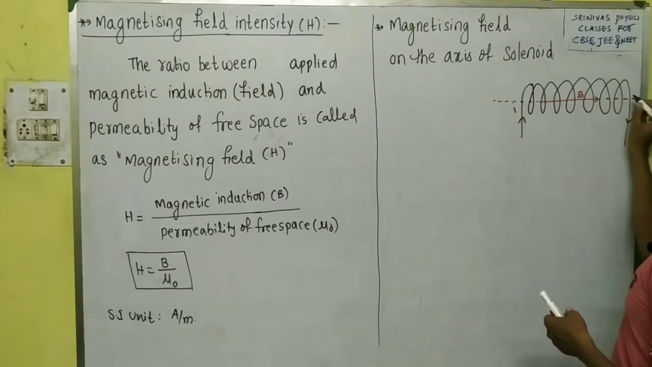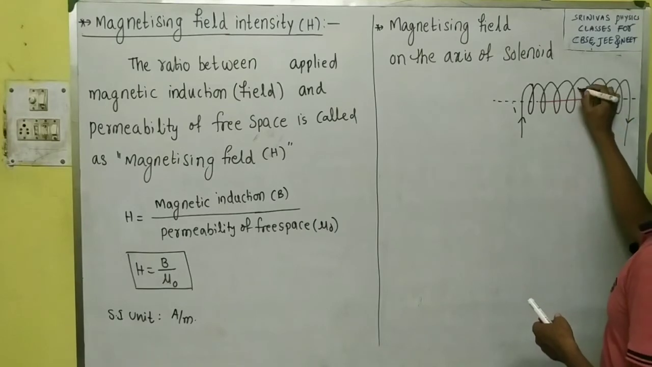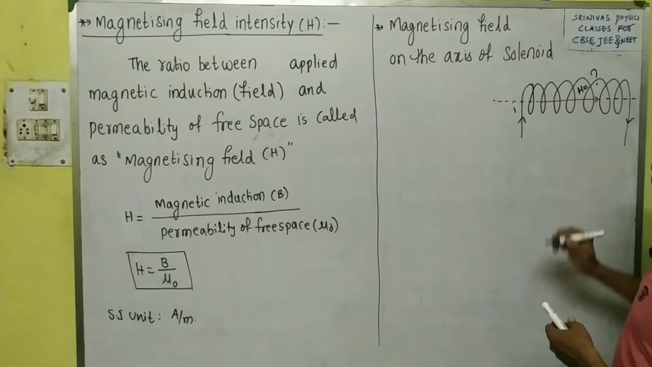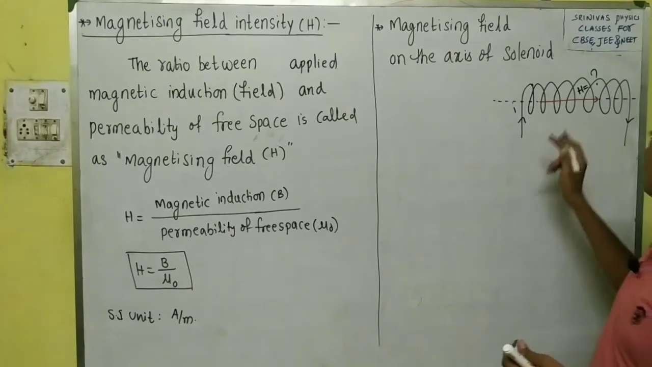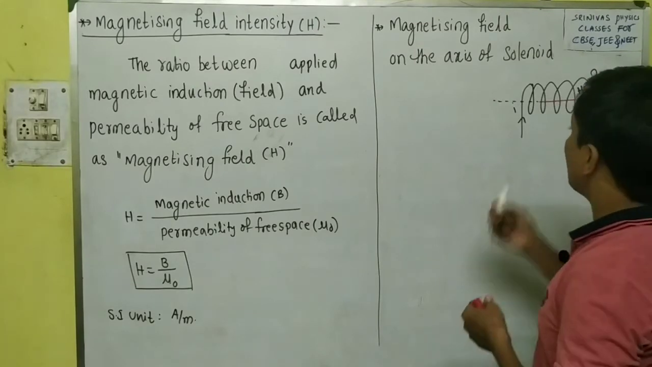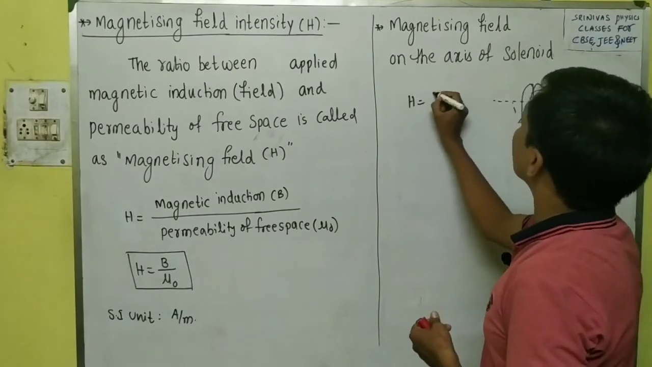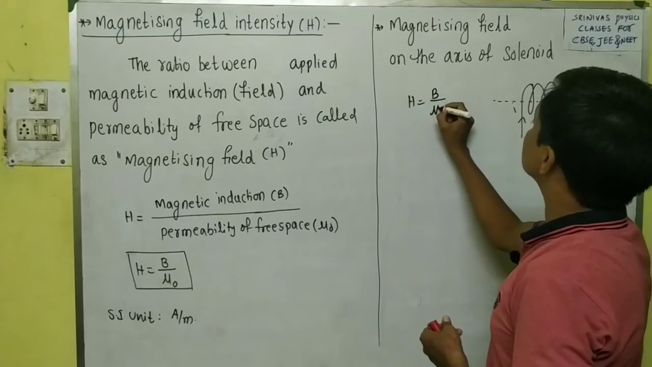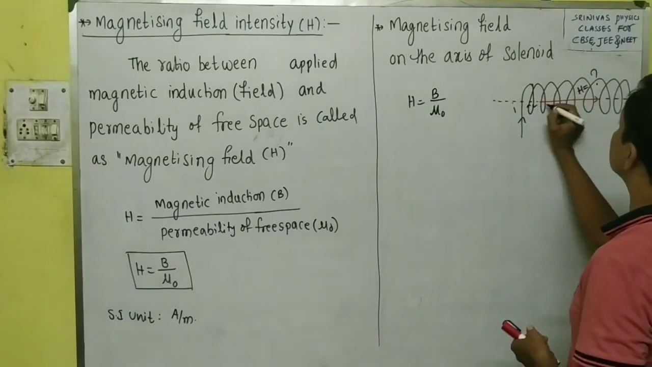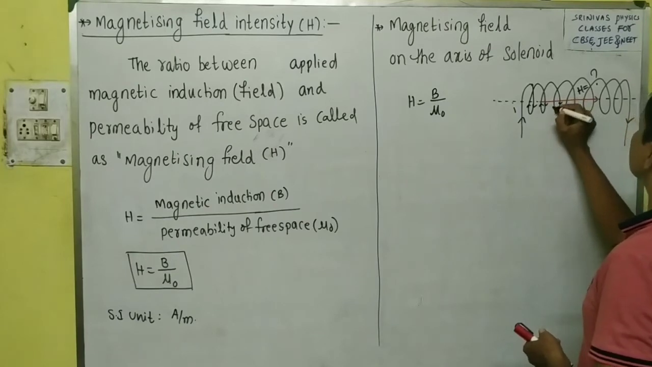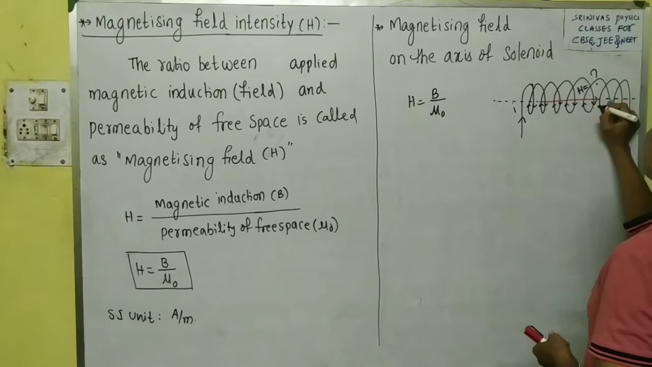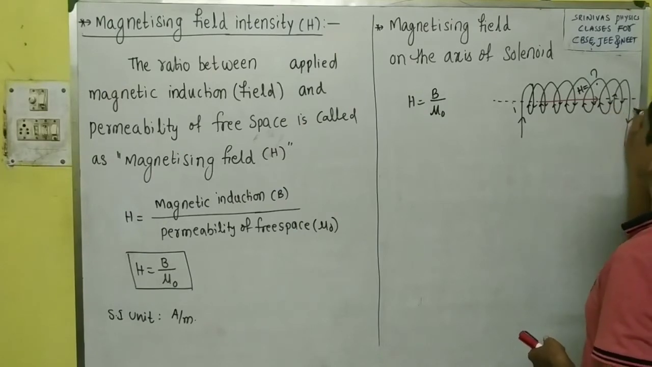What is the magnetizing field? On the axis we already know the B value, the magnetic induction. We want the H. Then what is H? We have the formula for the magnetizing field: H is equal to B by mu naught. But we know B in this case. What is the B on the axis? B is the magnetic induction, but the magnetizing field is H.